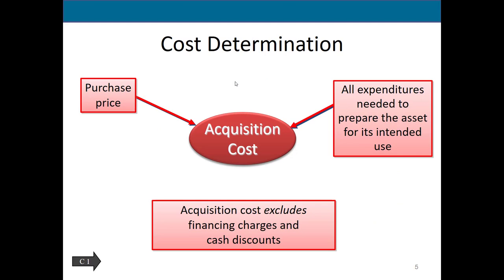Let's talk about cost determination. What makes up this cost? Well, whatever we pay for it, that's the purchase price. Anything that we have to spend to get it ready for its intended use, and that acquisition will exclude any finance charges and cash discounts.